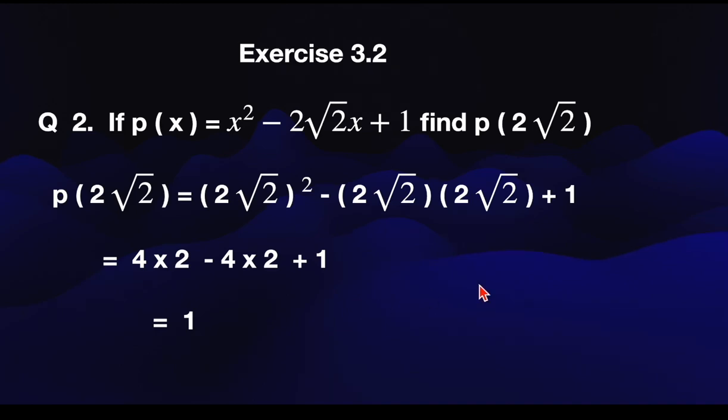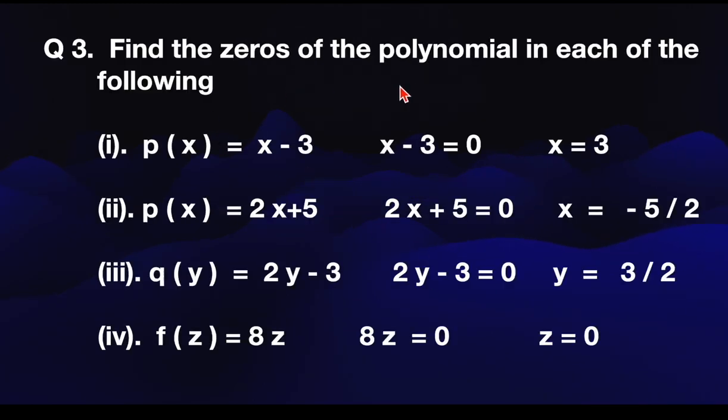This is 1. Find the zeros of the polynomial in each of the following. So the zero of the polynomial is the value of x for which the polynomial becomes 0. So you have to find the value of x. So write down the polynomial as 0. x becomes 3. This minus 3 goes to the right side, becomes plus 3. x = 3. 2x + 5 = 0. So 2x = -5 and x = -5/2.